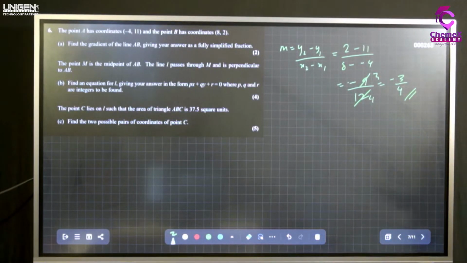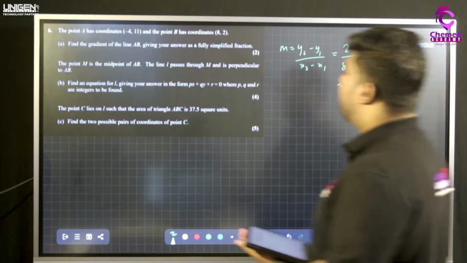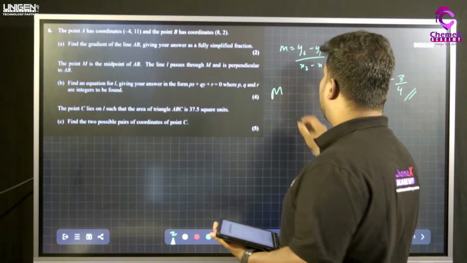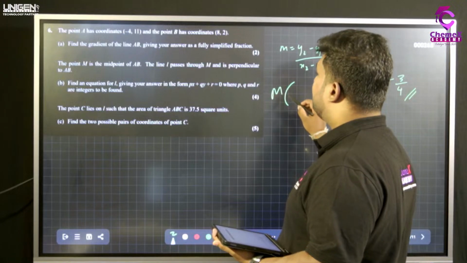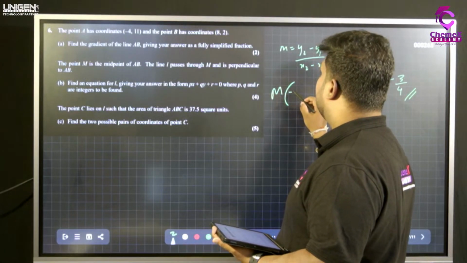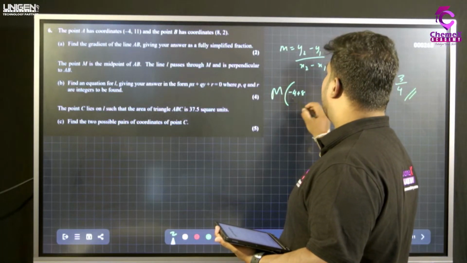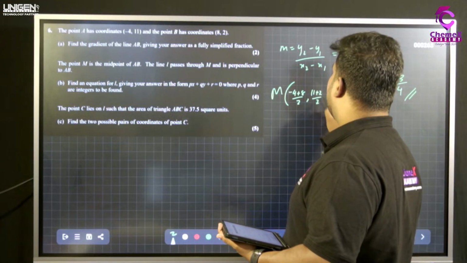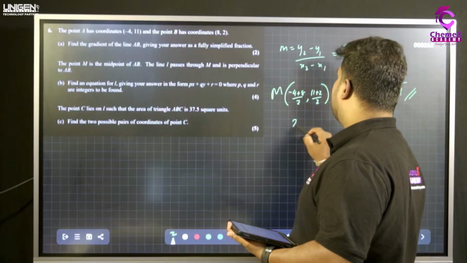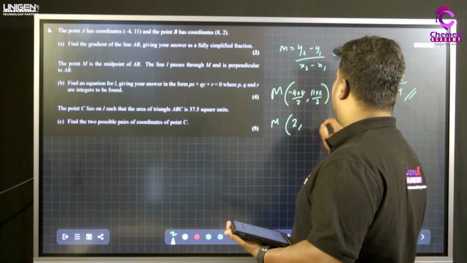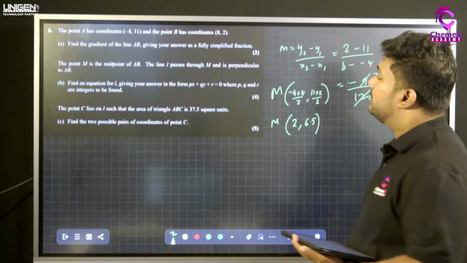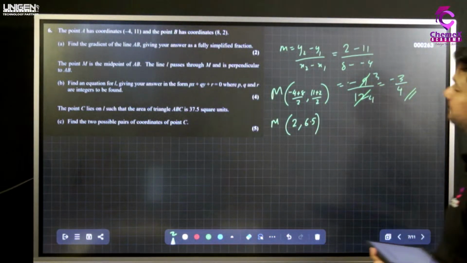Next, M is the midpoint of AB. So how do you find the midpoint coordinate? You add the 2 x values divided by 2, and then for the y coordinate, add the 2 y values divided by 2. So 4 divided by 2 is 2, and 13 divided by 2 is 6.5 or 13 over 2. So that's the coordinate of the midpoint of AB.